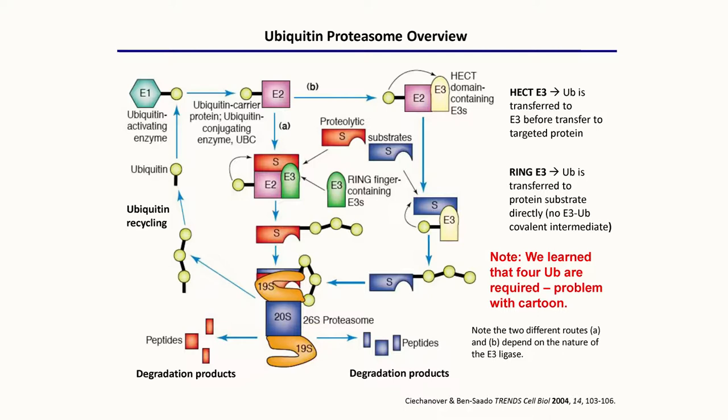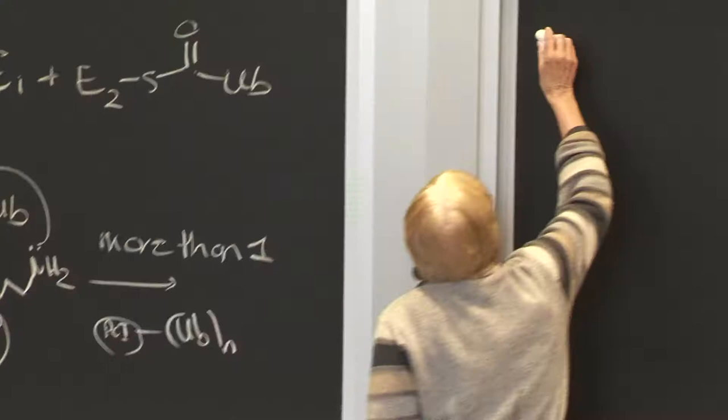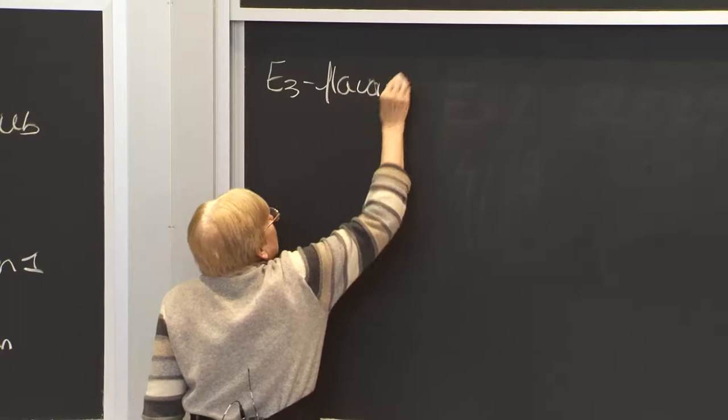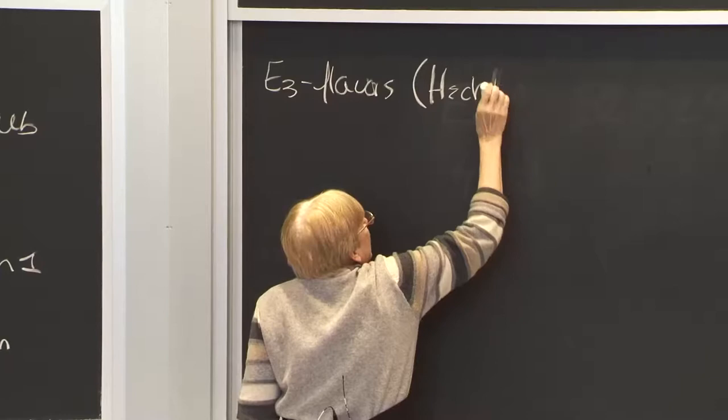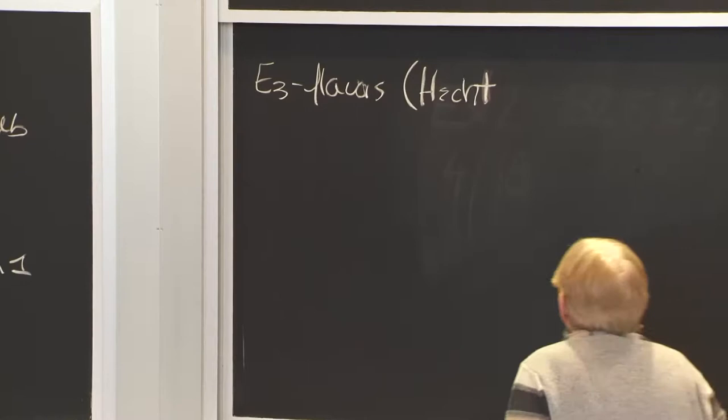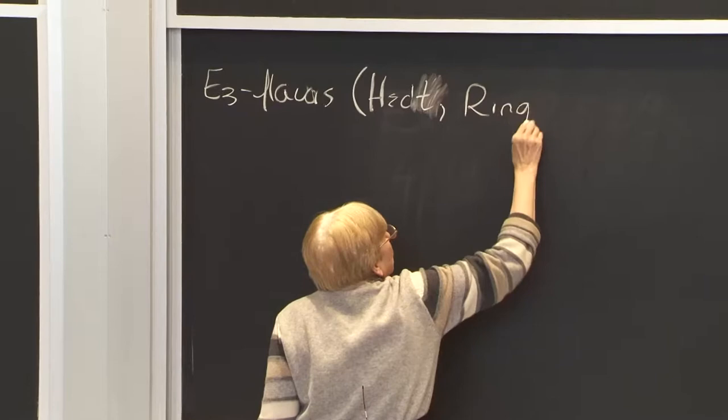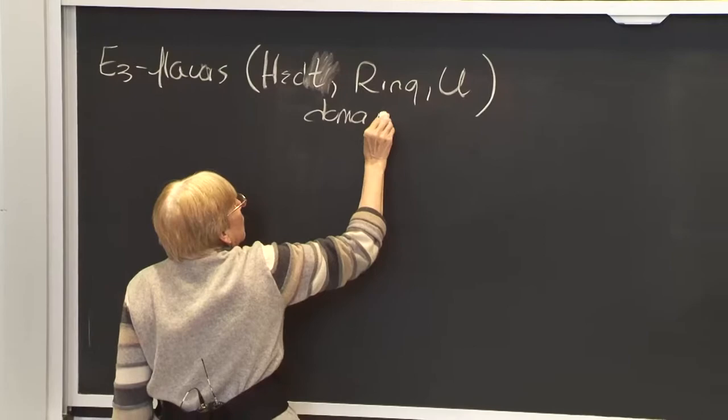So what I didn't tell you in general is that E3s come in flavors. They have little domains in them. They have HECT, is that what it's called? I can't remember the names of these domains. H-E-C-T domains, HECT domains, RING domains, U domains, all of which are distinct and play a role in the details of how this process actually works.